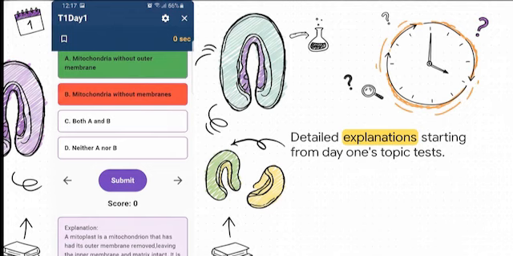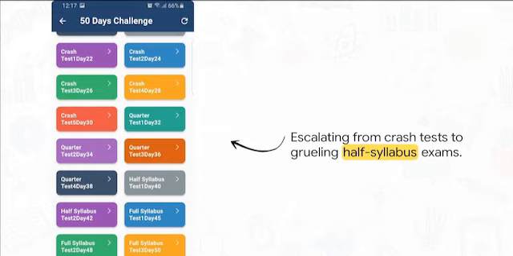Taking a day 1 question clarifying the exact difference between a mitochondrion and a mitoplast ensures your foundation is absolutely rock solid right from the starting gun. Now, as we move into the second half of the schedule, you can see how the intensity really escalates. You transition out of those focused crash tests and dive into the grueling half-syllabus exams. This is honestly where your mental endurance is forged.